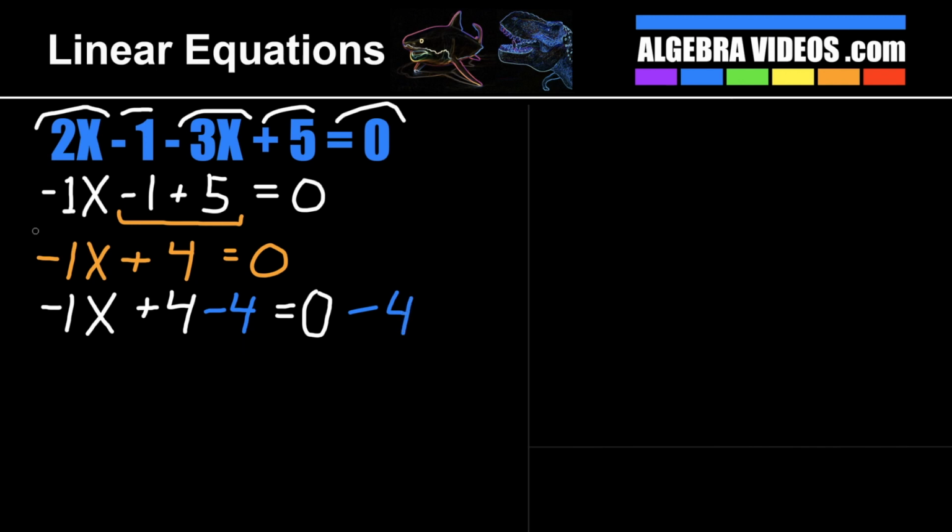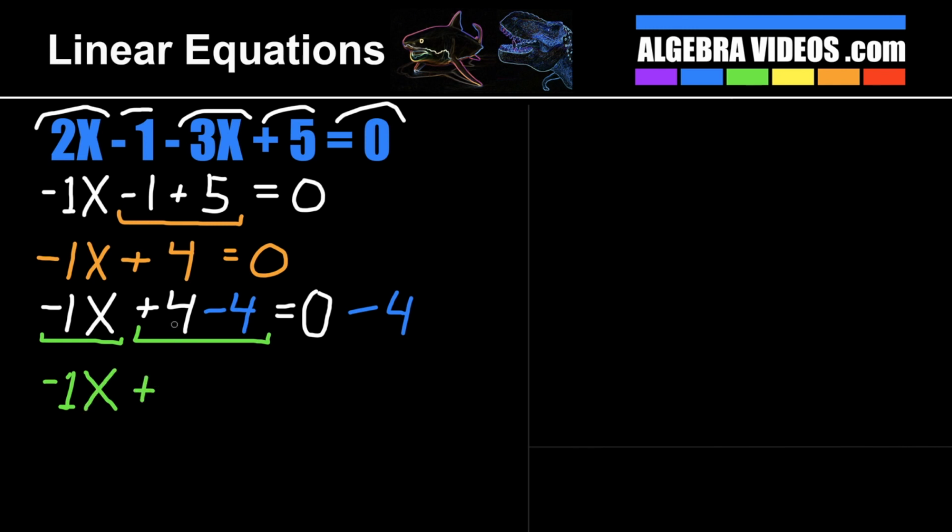And you say, well, why did you do that? I mean, why did you even do a minus 4 in the first place? Well, so that this term here, 4 minus 4, will turn into 0. So let me rewrite it and I'll show you. First, I'm going to bring down this term, the negative 1x. Nothing changing there. Negative 1x.